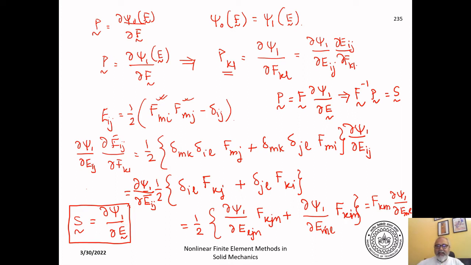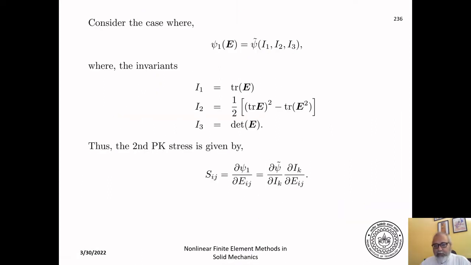Now, what it means is that if I, honoring frame indifference or objectivity of the constitutive equation of the strain energy density function, express it as a function of E, then I can get S directly by taking the derivative of the function with respect to the Green-Lagrange strain. Now, for an isotropic material, let's say we have the further simplification that psi 1 is now given in terms of the invariants of E, which are this, this, and this. And we now have to calculate the stresses, the constitutive equation. We can do that in terms of the second PK stress. We can simply use the relation that we have just derived.